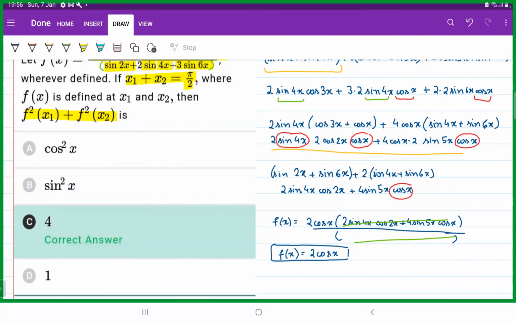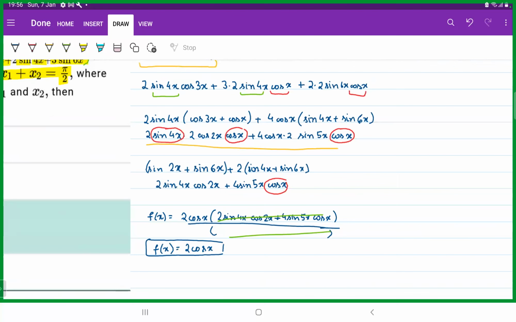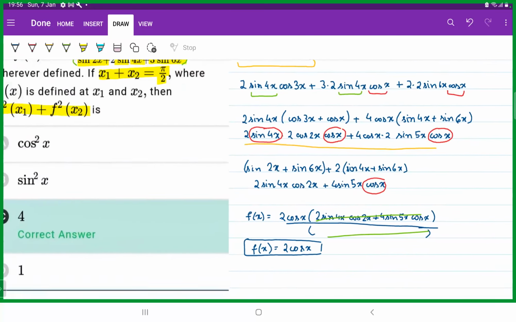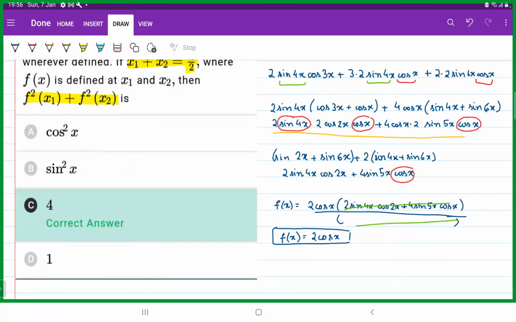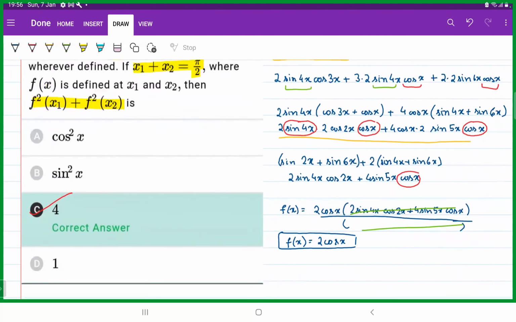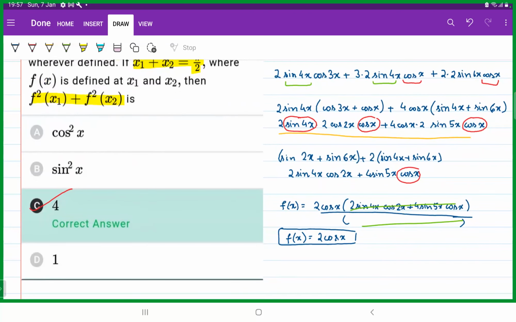So x1 plus x2 is equal to pi by 2. So take any two values, say x equal to pi by 3 and pi by 6. For any values of x1 and x2 which you put over here, the answer which you will get is 4. I am not doing that calculation here, and it's not very difficult to do as well.